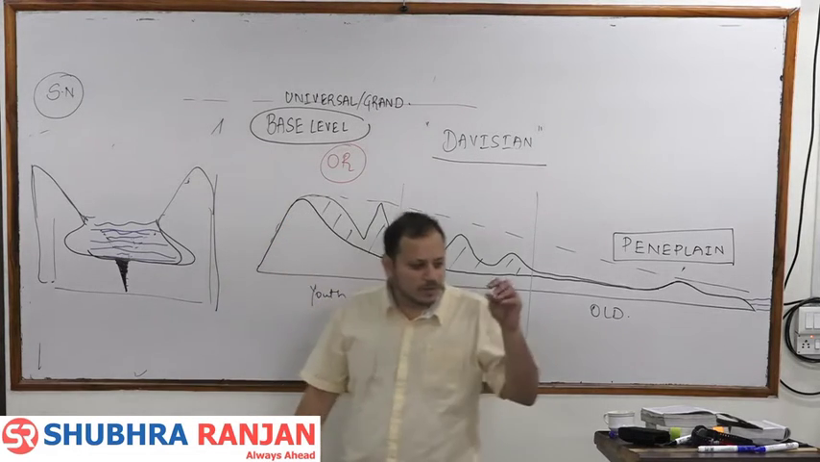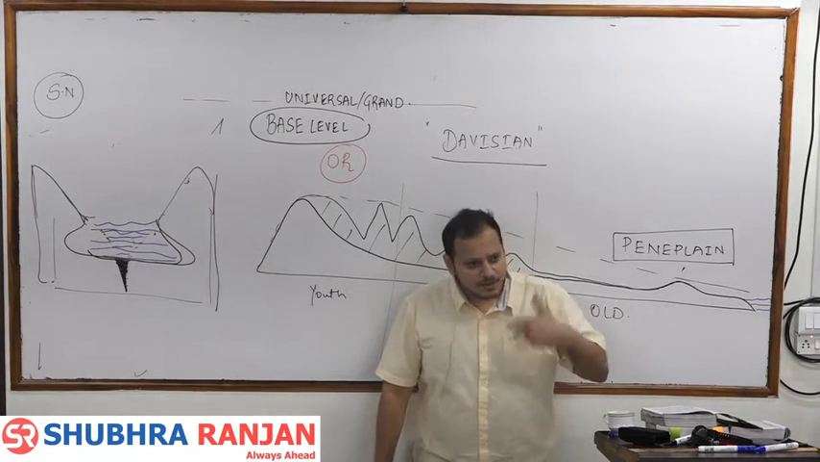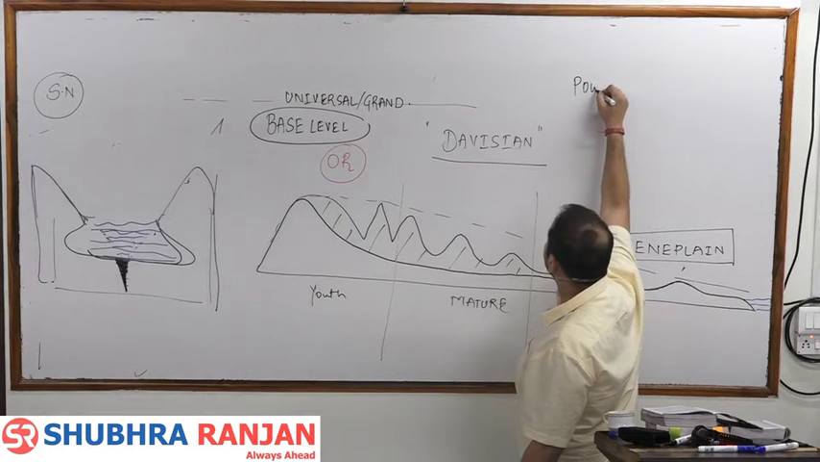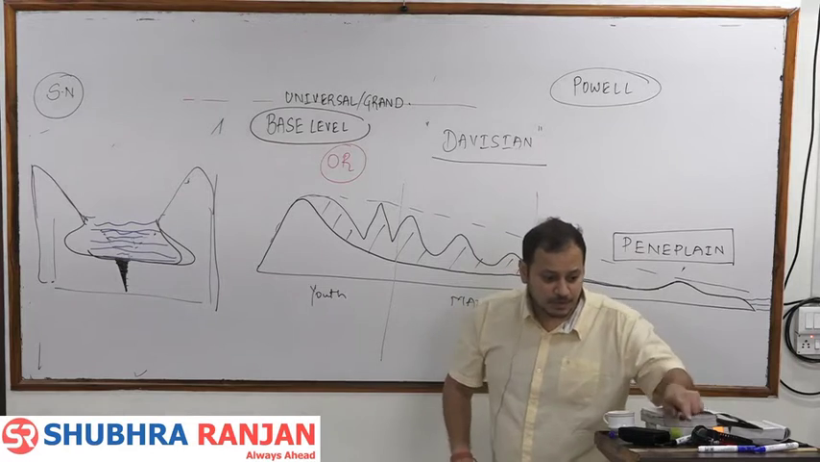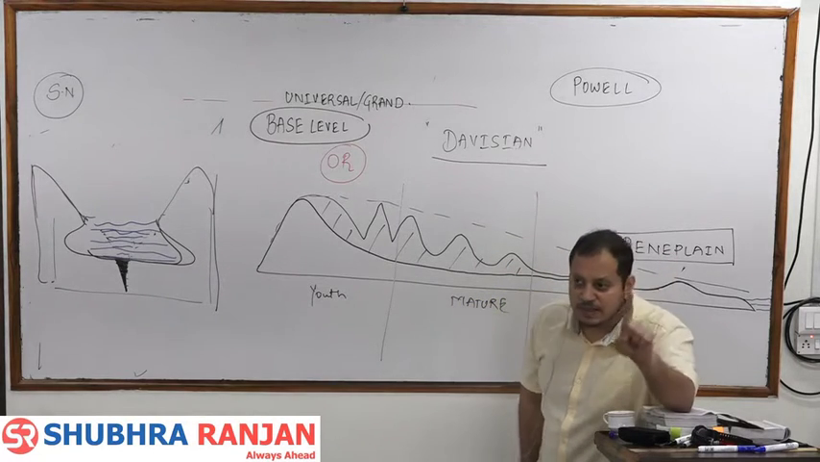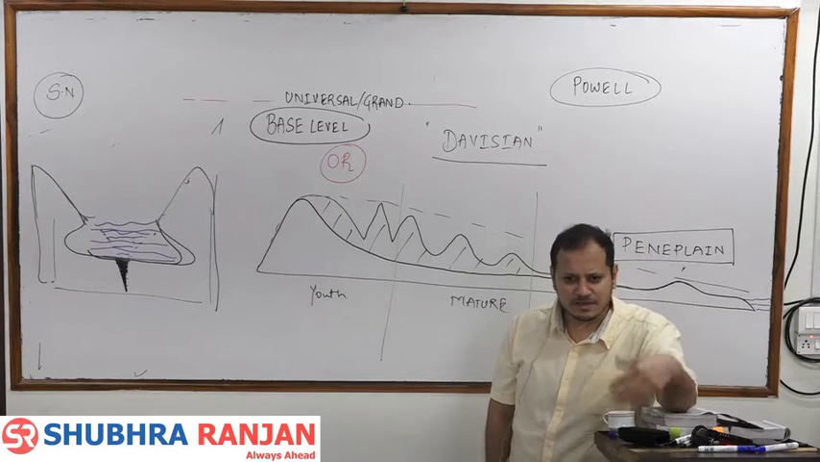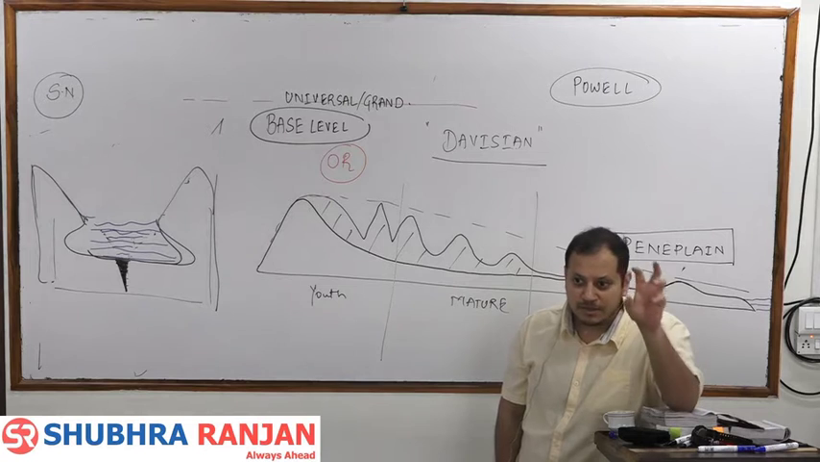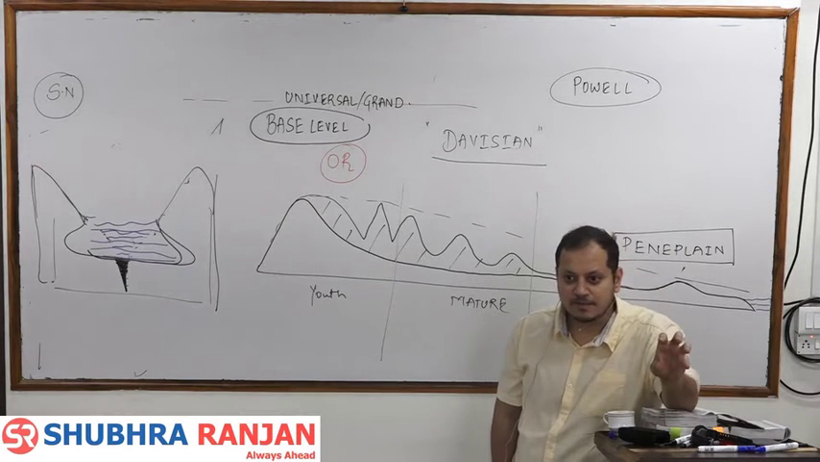And who talked about the base level? Davis, inspired by his lecturer, Powell. Now, understand, from 2012 geography has become tough till last year. This year geography was very easy, people scored high marks. Why so? Because students used to prepare Davis and Penck, and UPSC had stopped asking Davis and Penck.